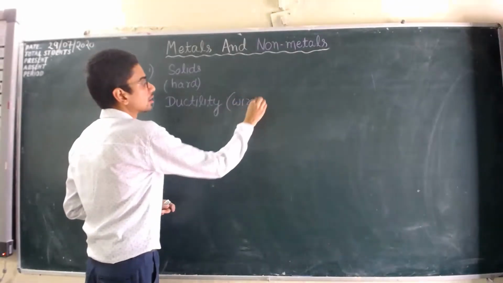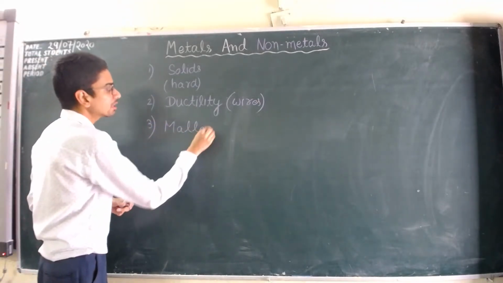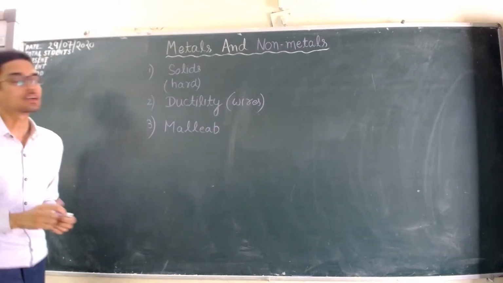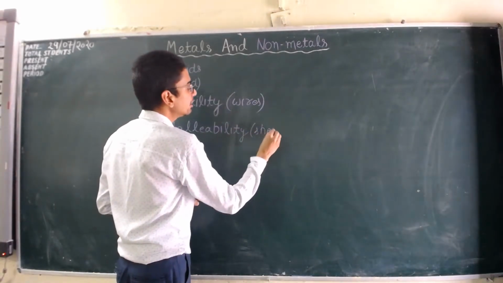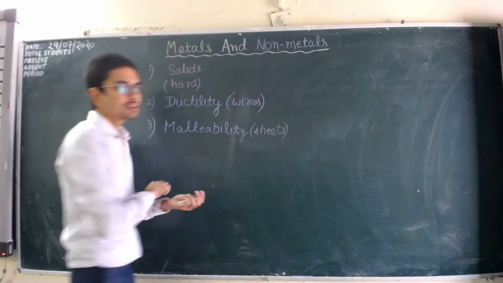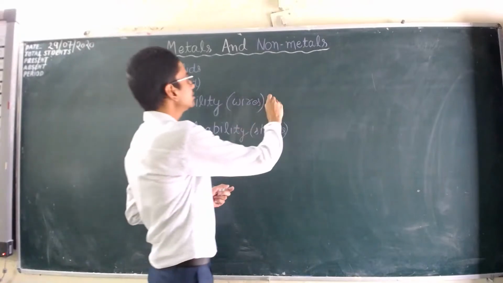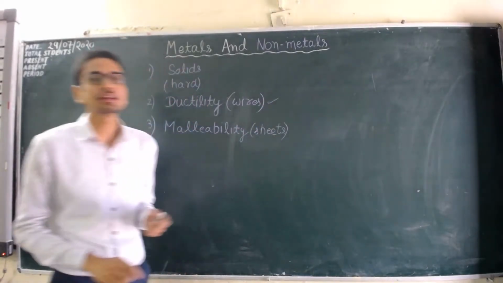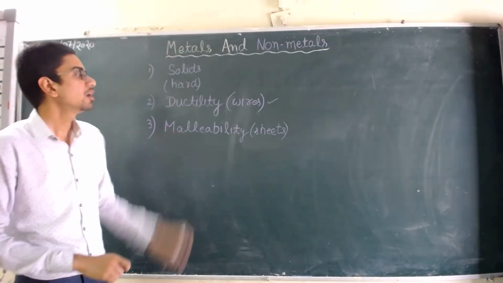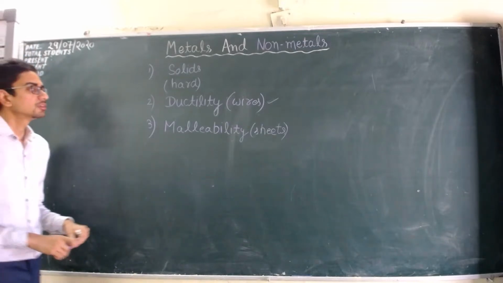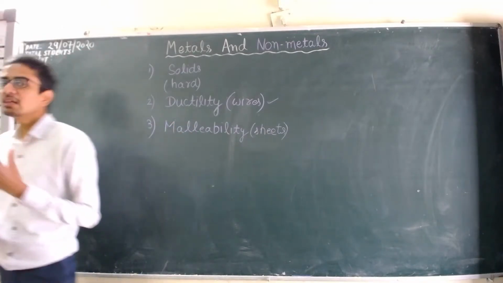There is another property which you also know, malleability. Malleable means making sheets of something. Malleability means metals can be beaten into thin sheets. If somebody asks which metals are highly ductile and highly malleable, gold and silver are the most ductile and malleable metals among the elements. So you understand what ductility and malleability are. Has everybody understood?